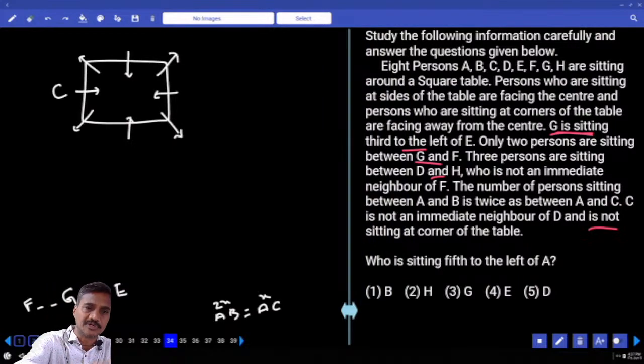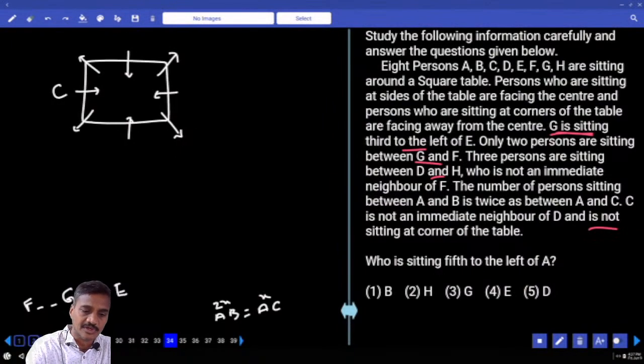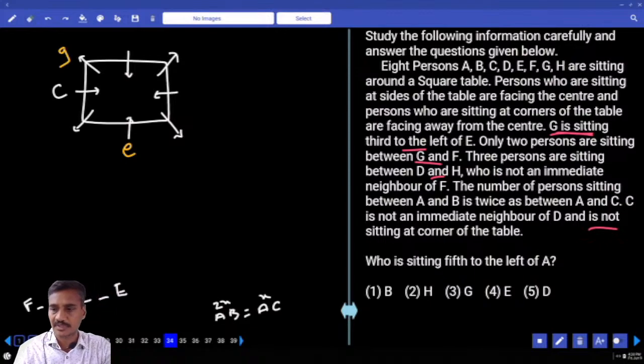Now let us take the possibility here. Every third person must be together. Now if you take E at this place, then where is G? E is here. Then between E and G there must be exactly how many people? 2 people, isn't it? Now if G is at this place, G is sitting south to the left of E. Then if G is here, there are 2 persons between G and F. F must be at this place. Are you getting this or not?